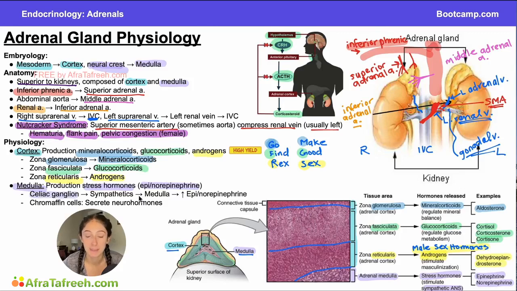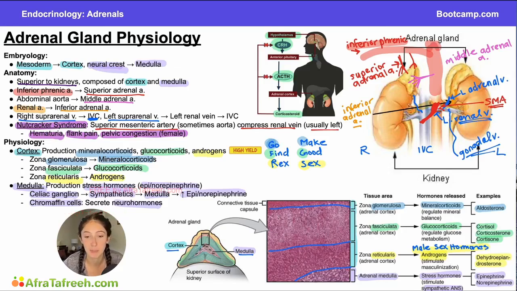And usually what happens in this pathway to stimulate our medulla to release these stress hormones is the celiac ganglion is going to give a signal to some sympathetic nerves. The sympathetic nerves are going to innervate the medulla, and the medulla is going to release epinephrine and norepinephrine. Now, one important note about the medulla, these neurohormones are secreted by chromaffin cells, and sometimes it will be important for you to know which cells specifically are secreting these hormones in the adrenal medulla, because you could get asked about it on step 1.